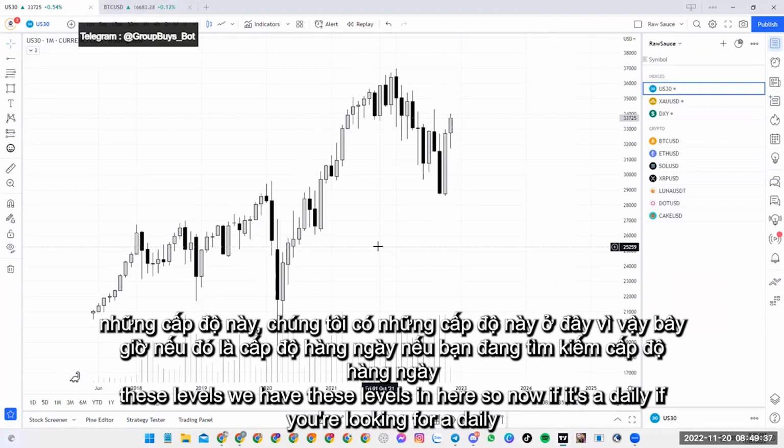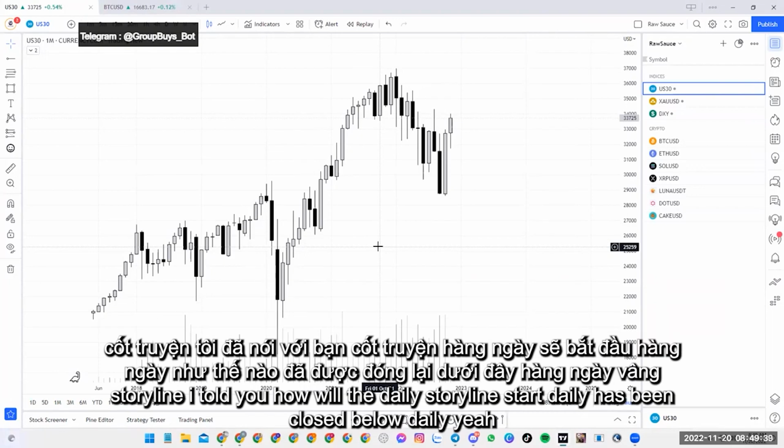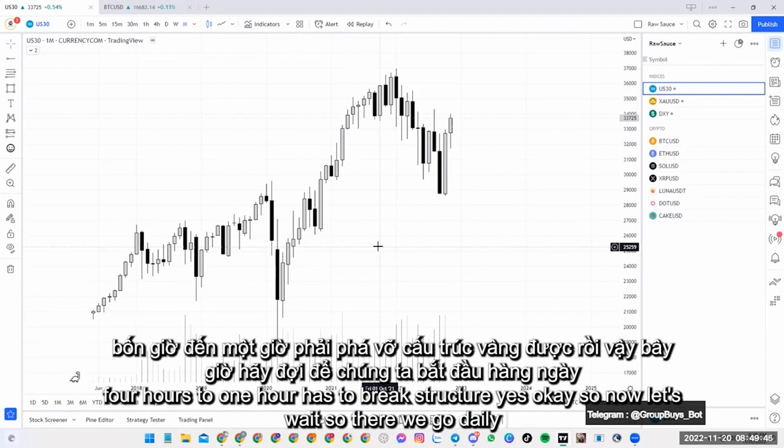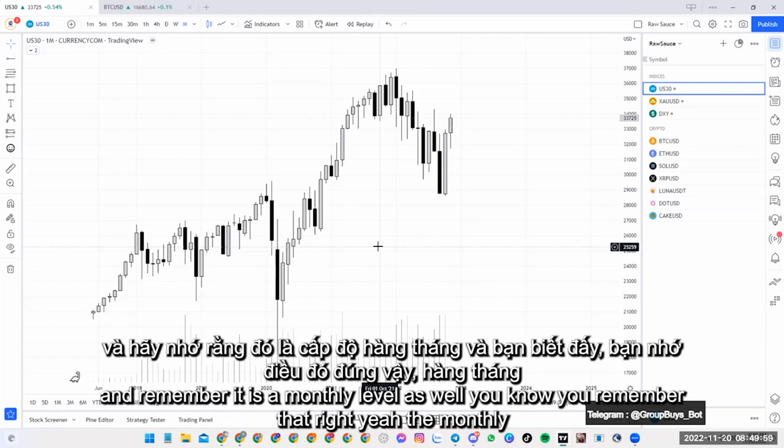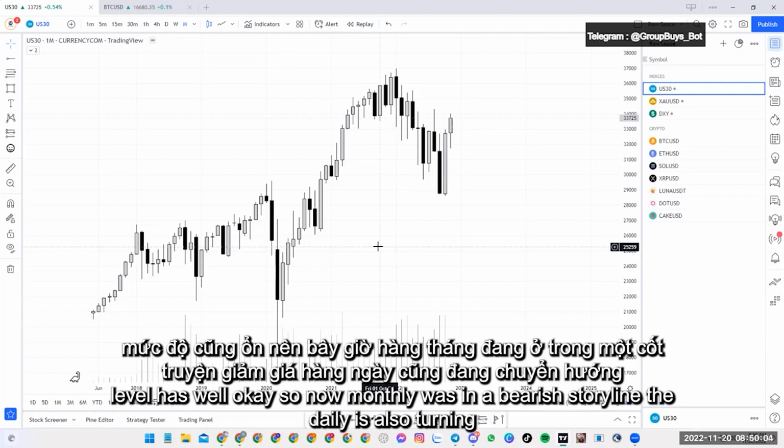So now, if you're looking for a daily storyline, I told you, how will a daily storyline start? Daily has to tap and close below daily. Then the 4-hour and the 1-hour have to break structure. So now let's wait. There we go. Can you see it? Into the trend line. Daily has closed below the daily. And remember, it is a monthly level as well.